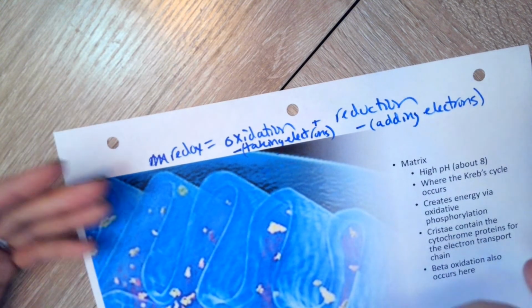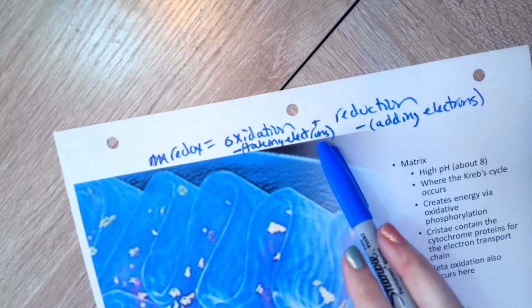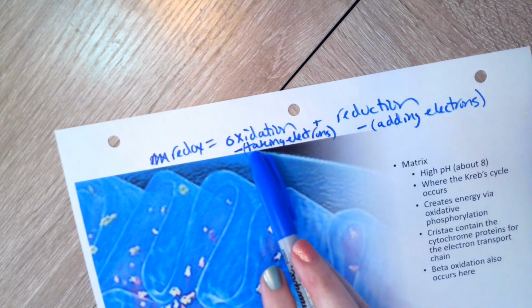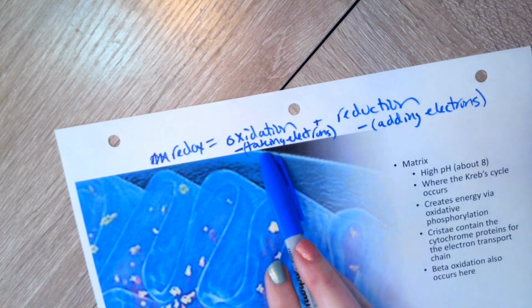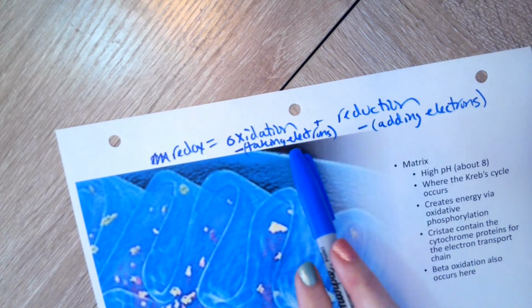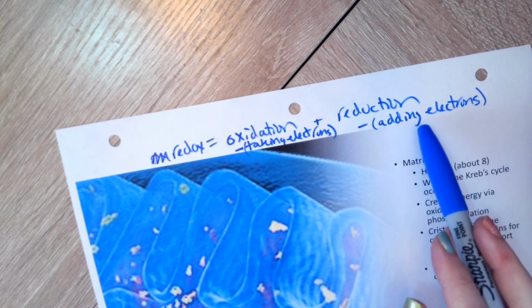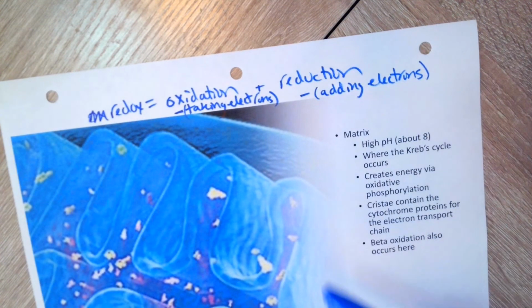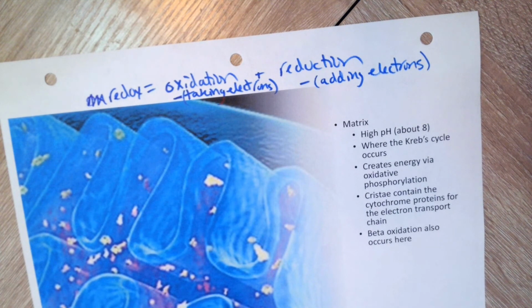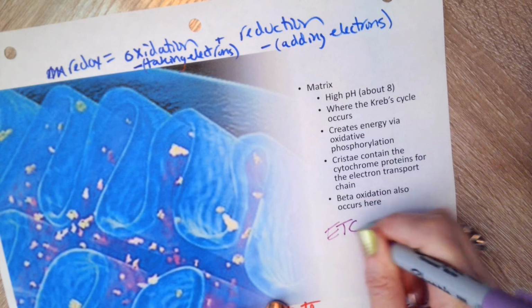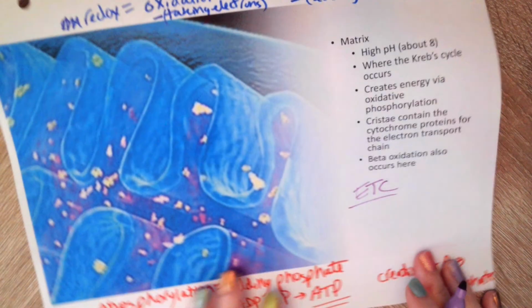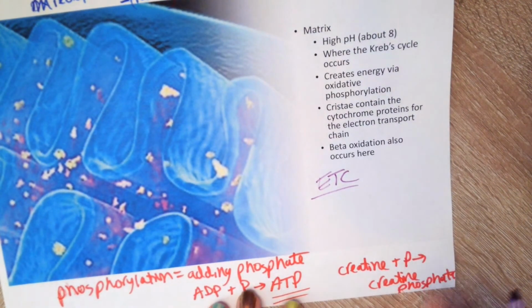So these are paired because if you take electrons, you've got to give them to something. And if you were giving electrons to something, you had to have gotten them from somewhere. So when you oxidize something, you're removing electrons from it. When you reduce something, you are putting those electrons onto something, a molecule. And that is what the electron transport chain is. It's just a bunch of redox reactions that end up with adding phosphate to ADP to create ATP.